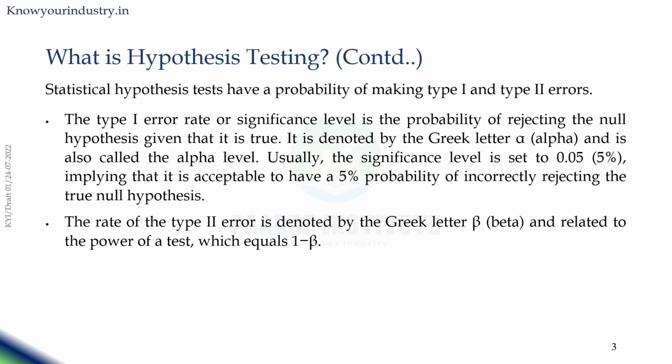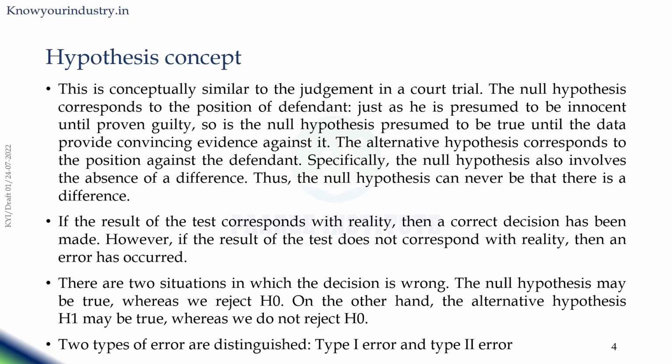The rate of type 2 error is denoted by the Greek letter beta, which is related to the power of the test, which is equal to 1 minus beta. This type 1 error and type 2 error we will be seeing in a more detailed way in the upcoming slides. First, we need to understand the hypothesis concept.